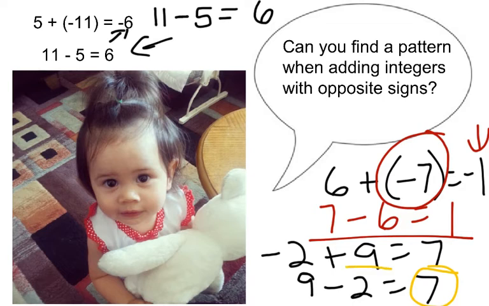Well, we notice that when we have a higher positive, our answer is positive, and all we really did was subtract. When we have a higher negative, my answer is negative. And again, all we need to do is subtract and then use the sign of the larger number, which is negative in the first case, and positive in the second case.